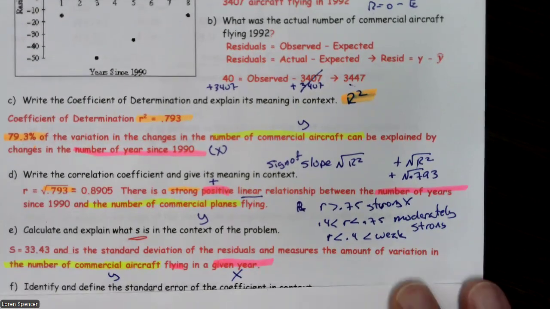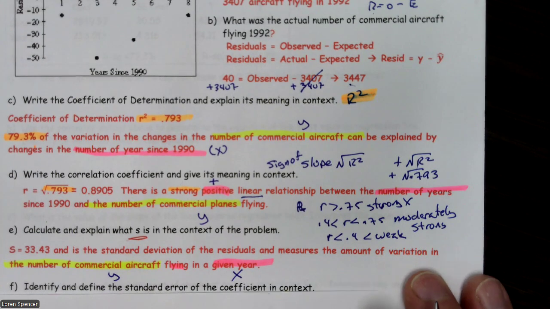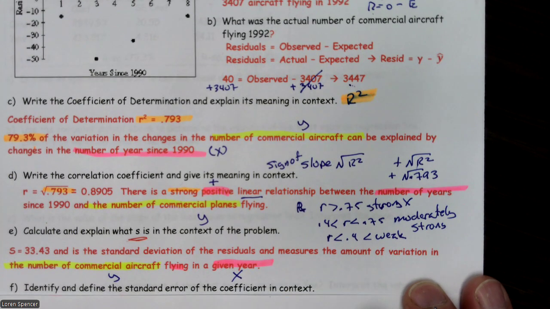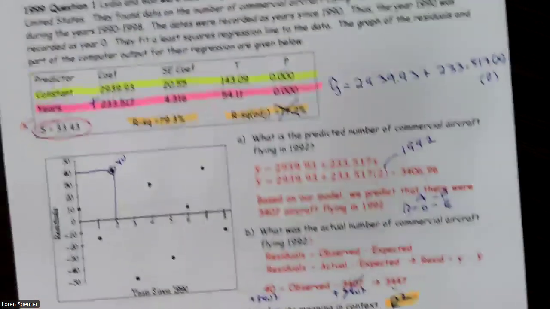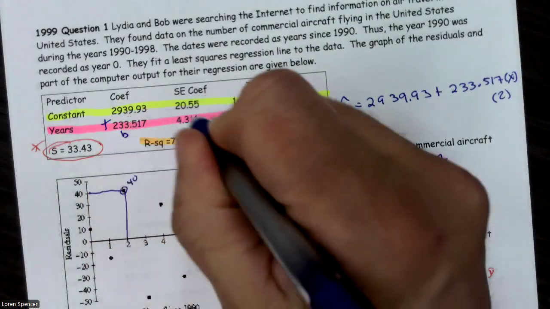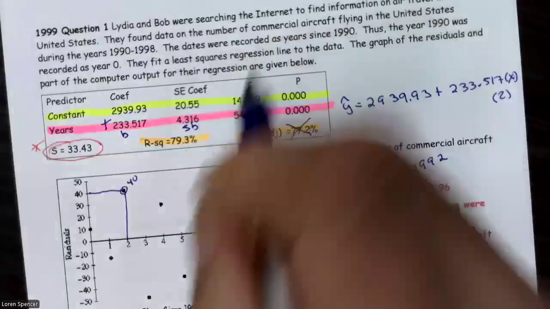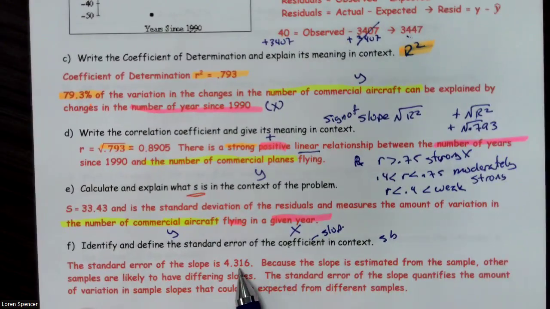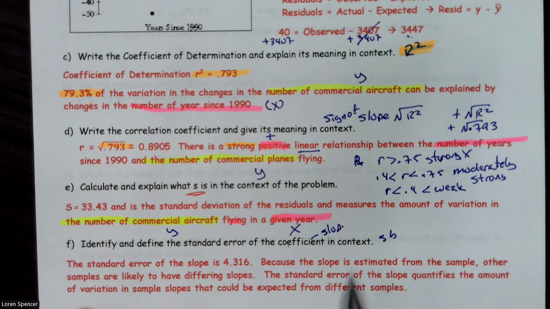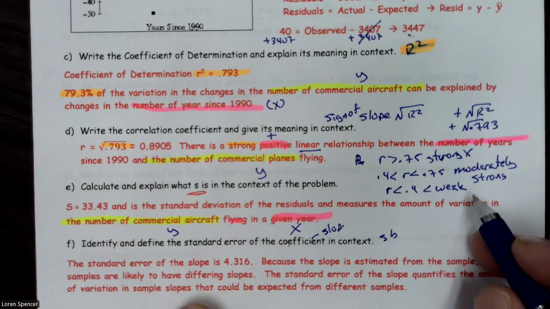All right, the one thing we really haven't talked about and wasn't tested about, it says identify the standard error of the coefficient in context. So standard error, and really they wanted the standard error of the slope. That's another way of saying we're looking for SB. Well, remember this is B and this is SB. So standard error is 0.4316. So the standard error of the slope is 0.4316. And because the slope is estimated from the sample, other samples are likely to have different slopes.